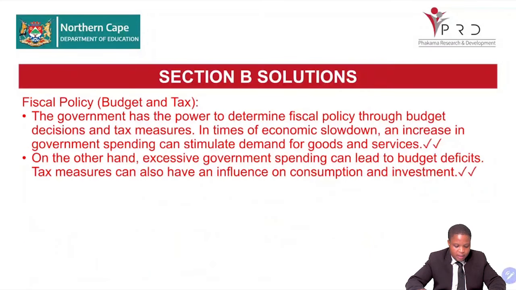On the fiscal policy, the government has the power to determine the fiscal policy through budget decisions and tax measures. In times of economic slowdown, an increase in government spending can stimulate demand for goods and services. On the other hand, excessive government spending can lead to budget deficit. Tax measures can also have an influence on consumption and investment. So when we're speaking of fiscal policy, we are using government expenditure and taxation.